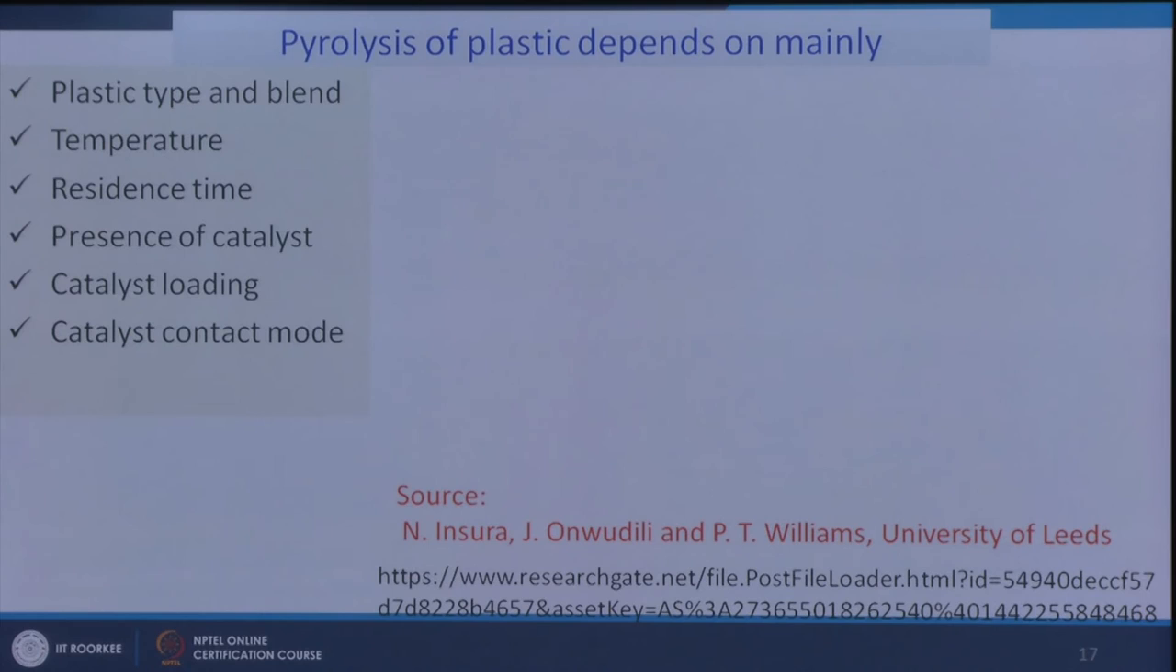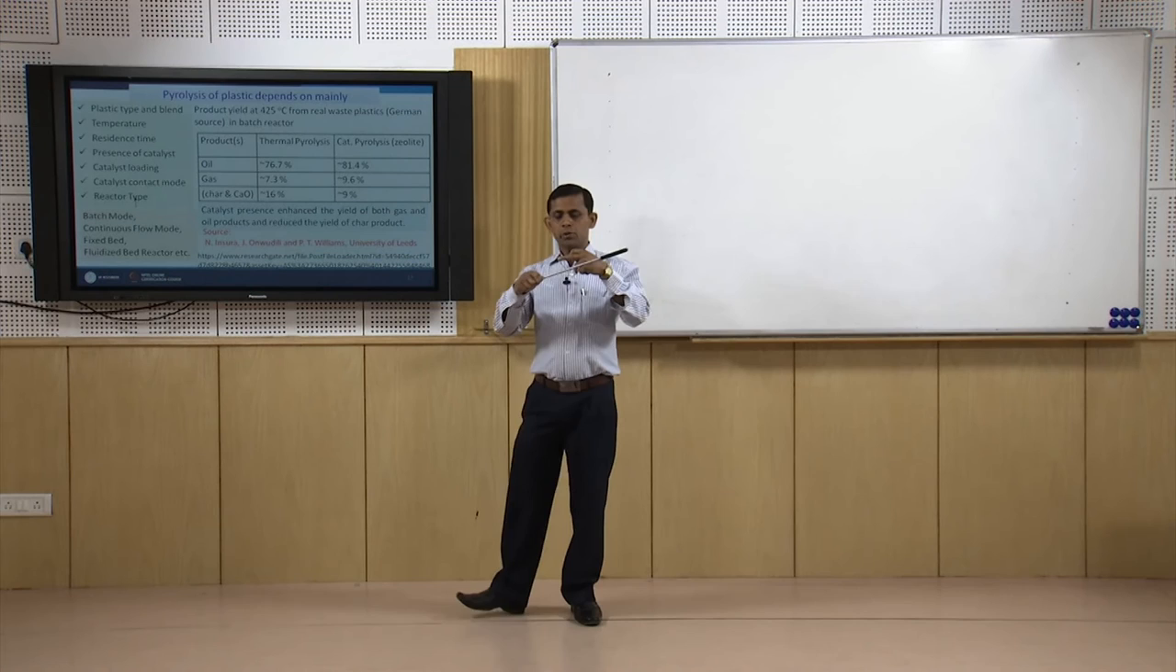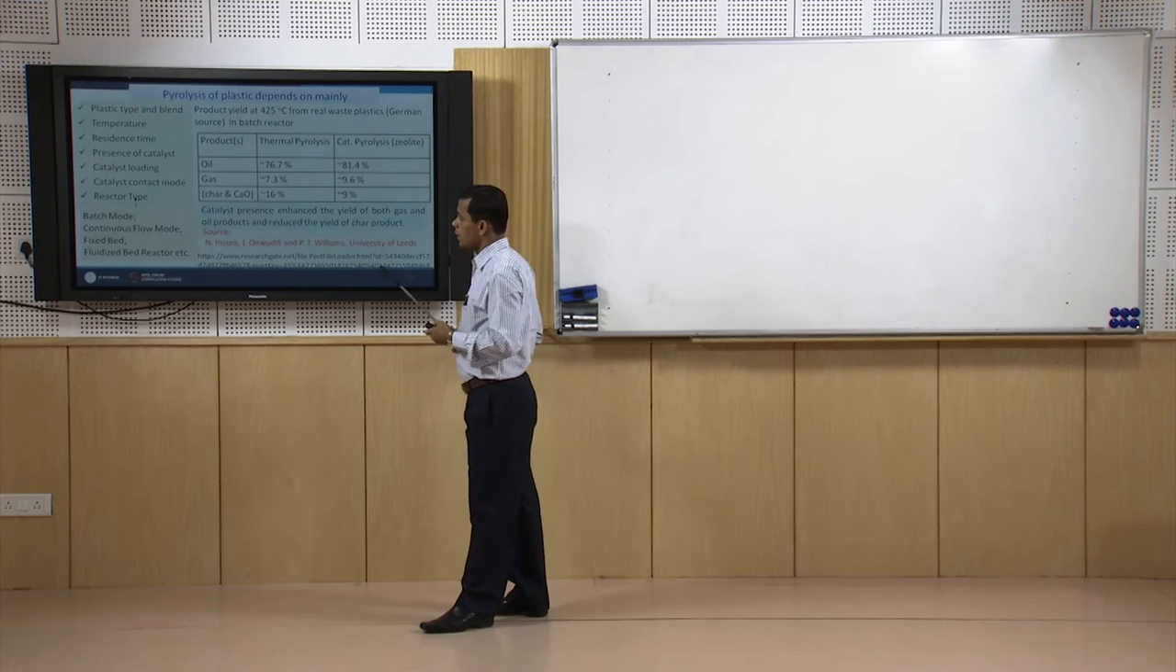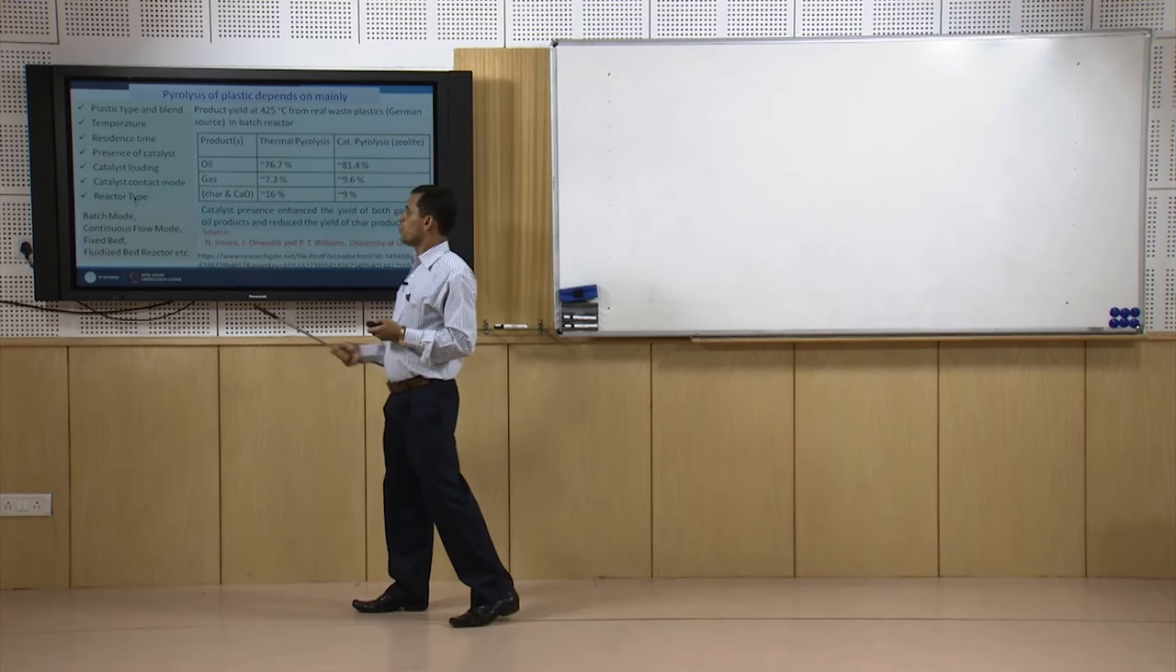And catalyst contact mode: how it is contacting, meaning whether we are using a fixed bed reactor or a fluidized bed reactor, what the residence time is and how the mixing is taking place, all those things will influence the performance of the catalytic pyrolysis process. And different types of reactors can be used: batch mode, continuous mode, fluidized mode, moving mode. So different types can be used.